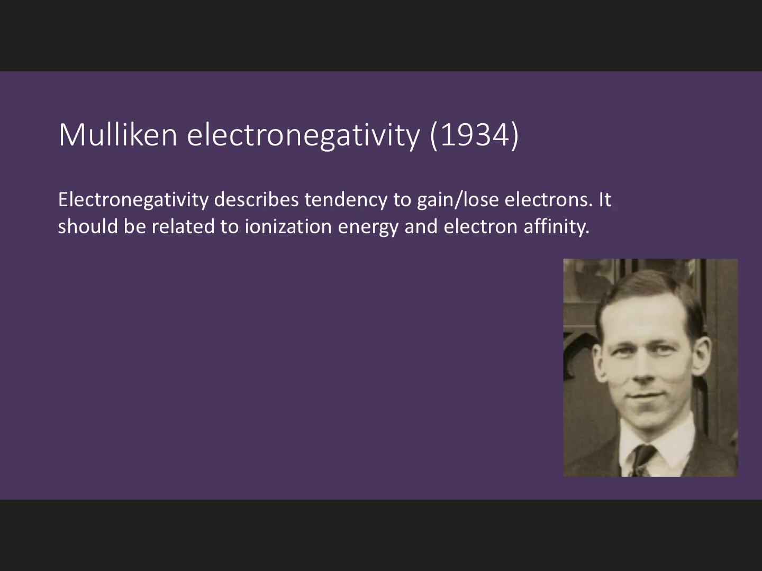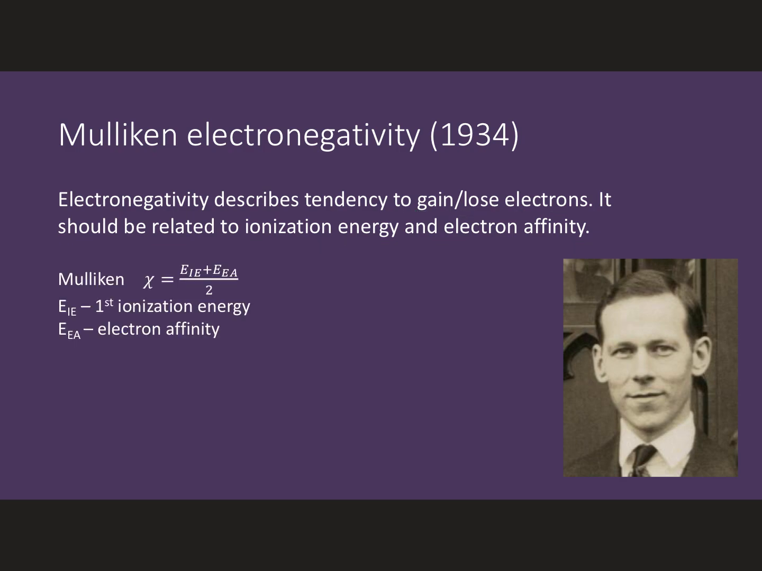Next person on our rotation here on electronegativity was Mulliken. Mulliken's a scientist you probably haven't heard much about, but was a major player in physical chemistry in the 20s, 30s, and 40s. Electronegativity, he said, was the tendency to gain and lose electrons. Therefore, it makes sense that this should be connected to the ionization and the electron affinity. So we talked about those atomic properties earlier.